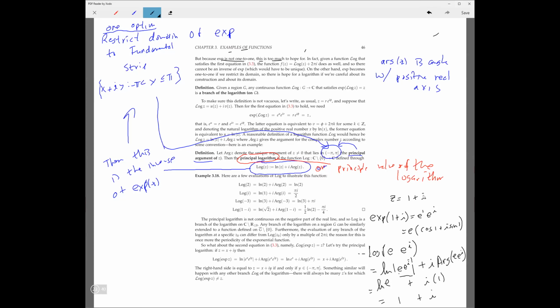Okay, so the point is that if you start with a z, you take the exponential function of that z, and as long as the z originally has its imaginary part between negative pi and pi, then when you plug it back through the principal value of the logarithm, you'll get back the original. Okay, so that's the point of that.